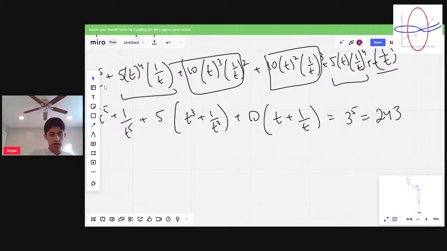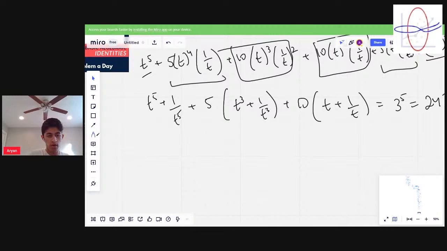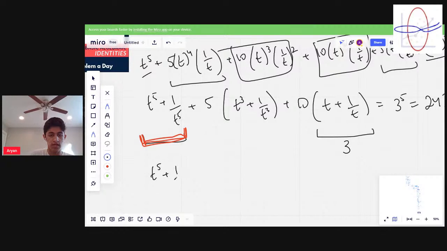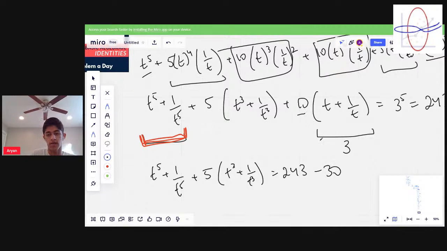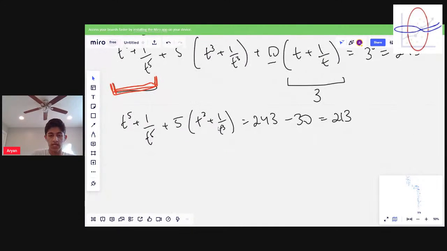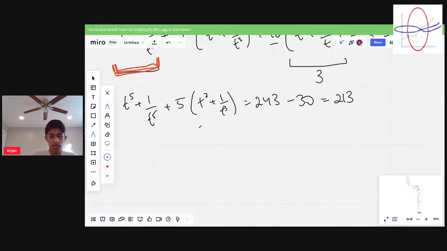So now, let's see. We already know that we need to find this. Let's do this in red. These two terms right here are our unknown. This right here, we know is 3. So we could simplify this further and say plus 5 times t cubed plus 1 over t cubed equals 243 minus 30, the 10 times the 3. So that's just 213. Now all we're left with is we need to find t cubed plus 1 over t cubed, because once we find this, we're done.